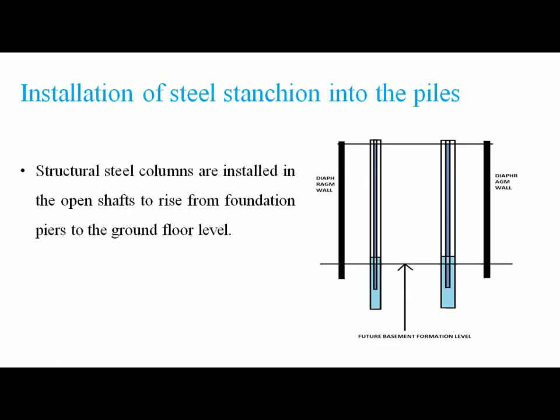Okay, so next is installation of steel stanchion into the piles. Steel stanchion is nothing but structural steel columns installed in the open shaft to rise from foundation to the ground floor level. Here, in this shaft which you have drilled into the ground, the precast structural steel columns are inserted into this shaft.